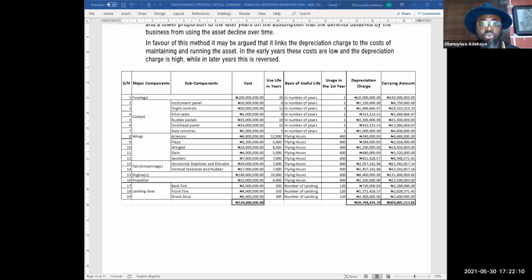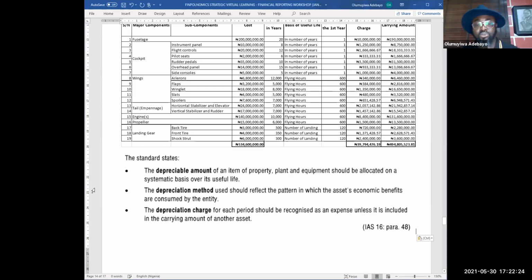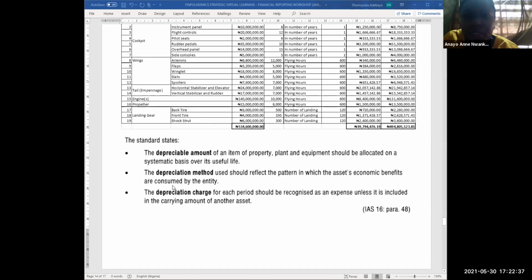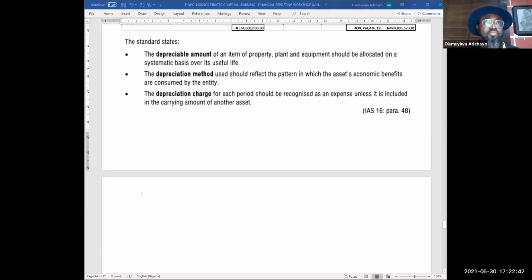Now, I want you to be familiar once again with the following terminologies with respect to depreciation as a charge. Who can read this for us? Let me read. The standard states, okay, can I go on? Yeah. Okay.